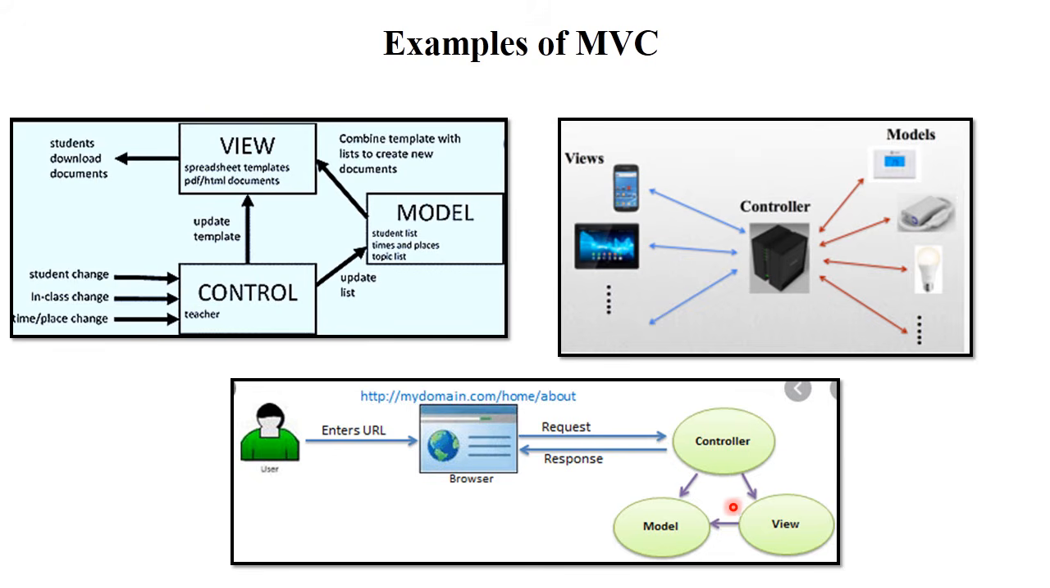So simply, view means the front view, model means the part behind it or the database, and controller means the middleware. The request-response protocol is used by the controller. The controller takes a request and gives the response, right?